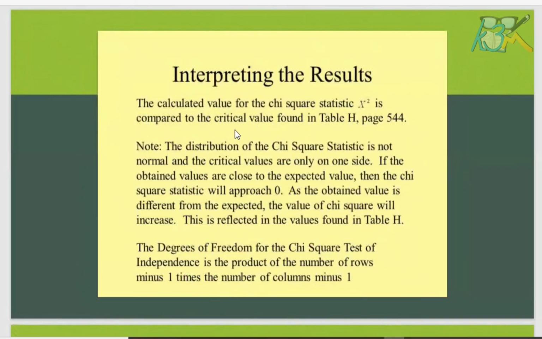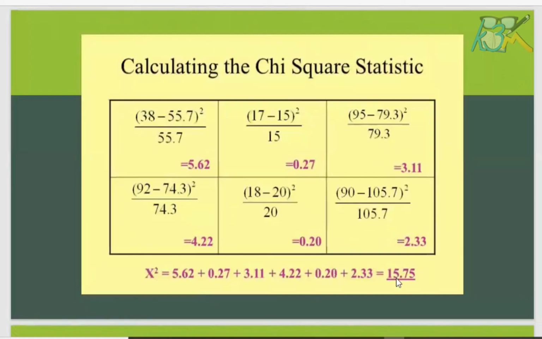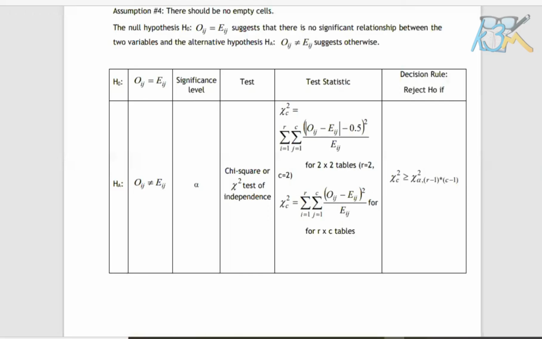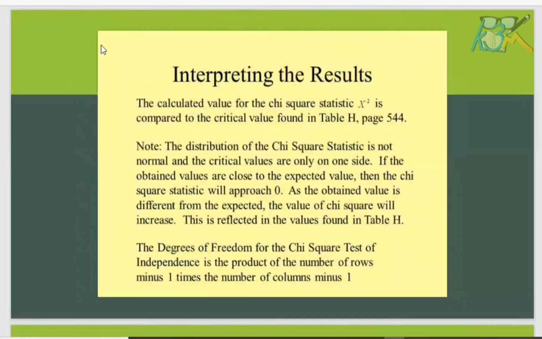So, interpreting the result. The calculated value for the chi-square statistic, which is 15.75, is compared to the critical value found in our table. Here it is. This is the chi-square distribution table that you will base on. All we need are the alpha and the degrees of freedom.